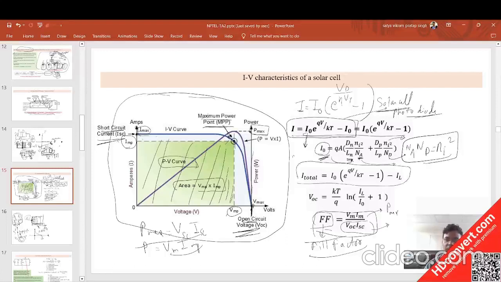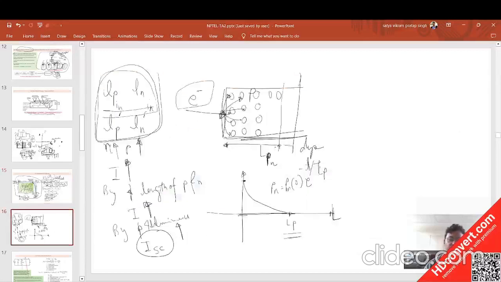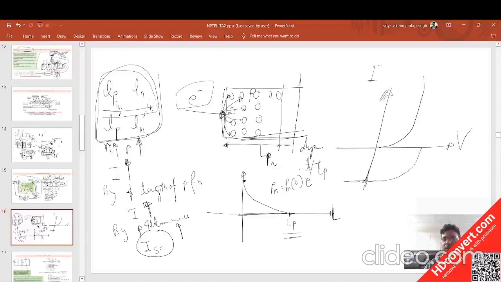If you compare with the normal p injection diode, what will be the IV characteristic of that? The IV characteristic of a normal diode is like this. But what we are getting is like this. It means that it is shifted below a certain level, because this is of the p injection diode, and this is of the solar cell.